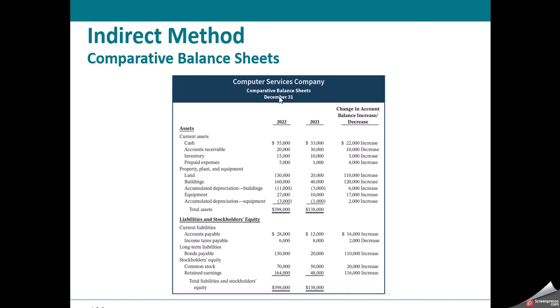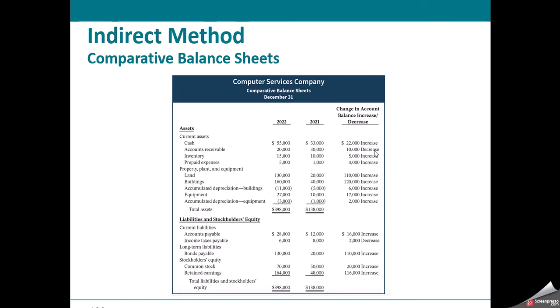Again, we've got our balance sheet. We've got last year's year-ending balance and this year's. Last year's year-ending would be our beginning of the year balance. So we subtract those to figure out what's our difference. Cash had a $22,000 increase. That $22,000 should be the change in cash on our cash flow statement.